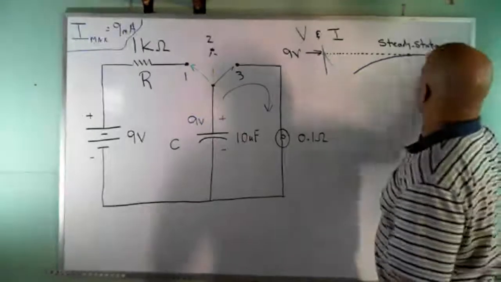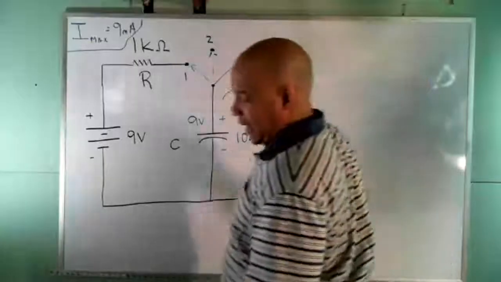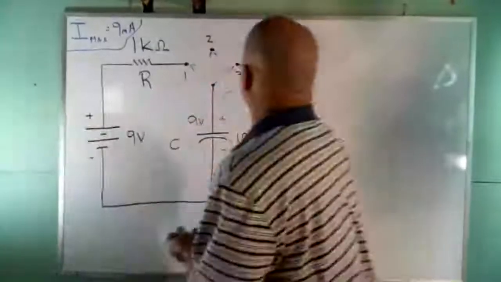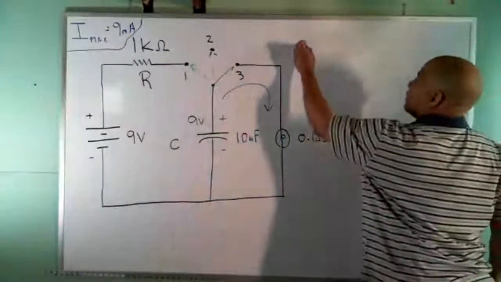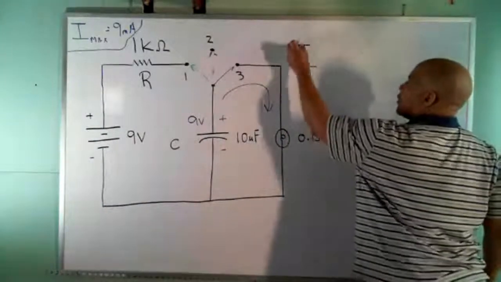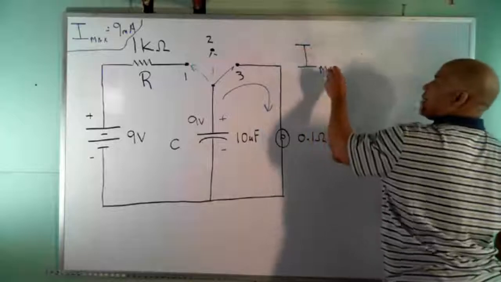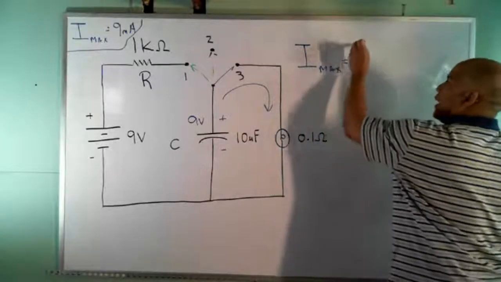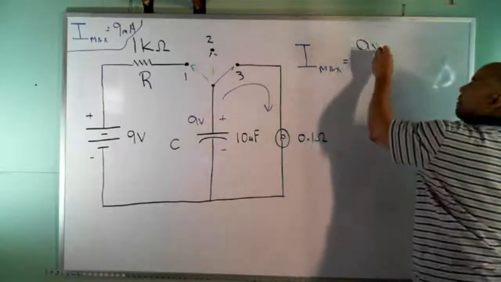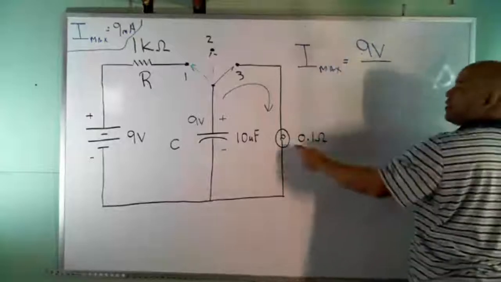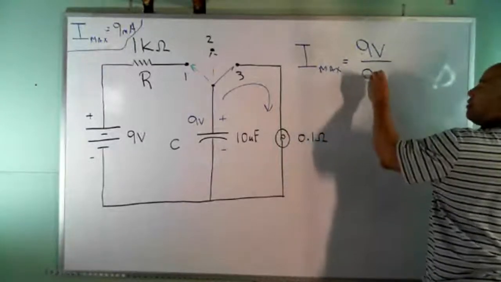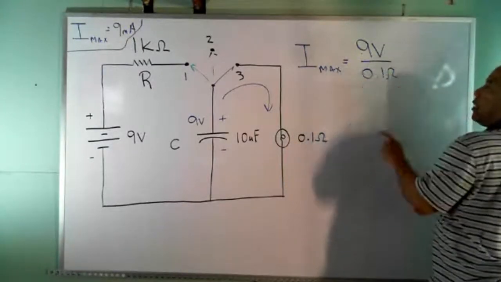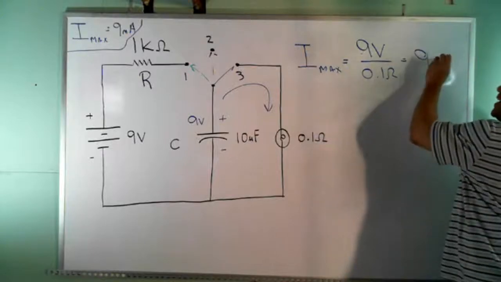Anybody get an answer? Is it 90 amps? Exactly. You hear that? 90 amps. So how do we get that? Well, this is for discharge. This is I max for discharge. You have 9 volts, just like before. But this time we're discharging through a much lower resistor value, the filament of the bulb. 90 amps.